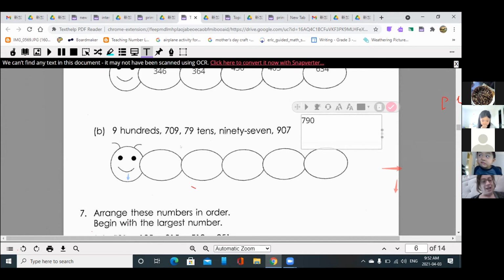790. Yeah, 79 tens will give me 790. Okay, so now that we know what 79 tens means, let's put these in order. Let's start with the little guy and go to the big guy. What's the little guy here?